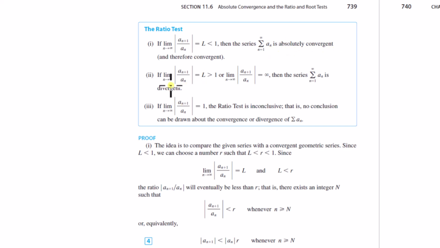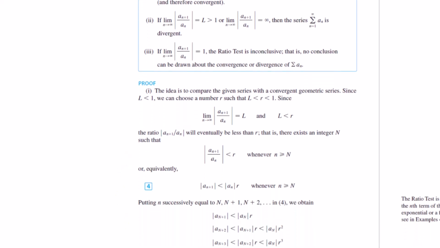All right, if this limit here is convergent but greater than 1, or this limit diverges to infinity, then the original series is divergent. Okay? So we can test for divergence as well here. Okay, if this limit is equal to 1, then the ratio test is inconclusive. That is, no conclusion can be drawn about the convergence or divergence of the series we're looking at. So you have to use another test.